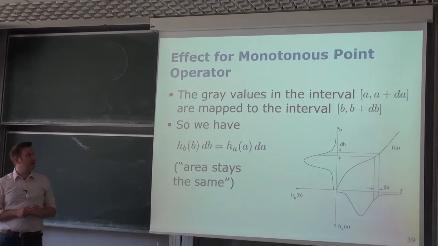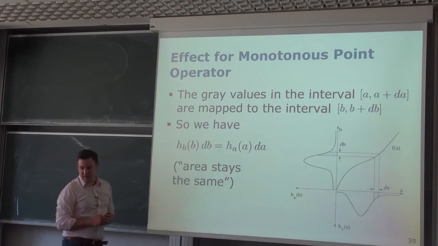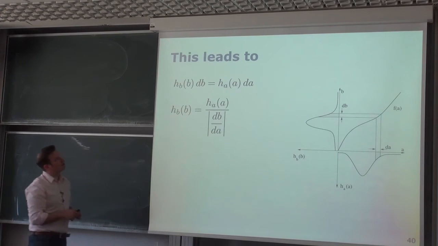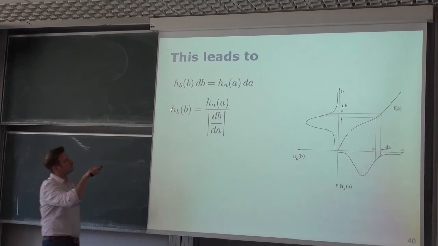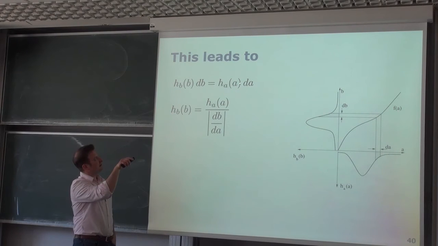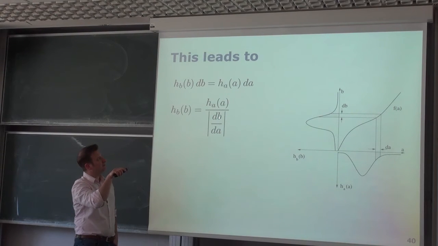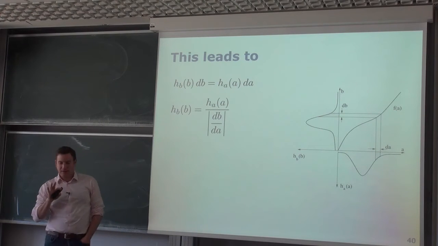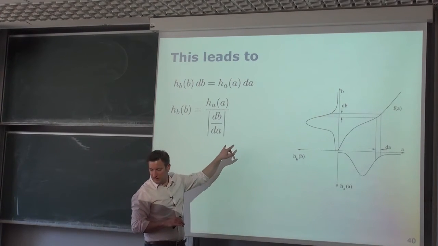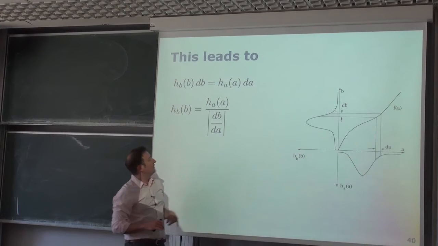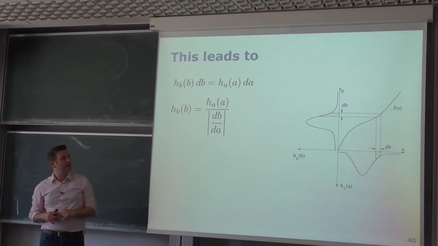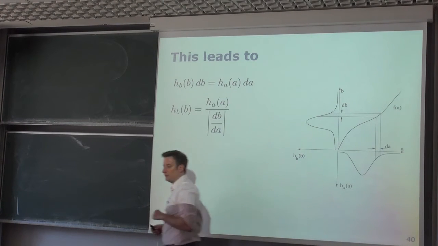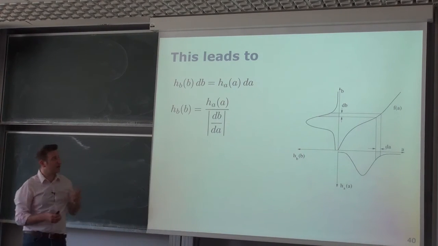Okay, so what we now simply can do is compute the ratio. We take this equation and divide by dB. dB moves down here, and then we can write this as a ratio. This absolute value I need to take into account because I don't want to get negative intensity values, because we're just looking at the area over here.